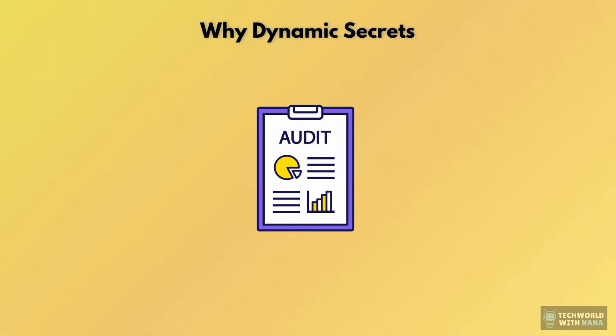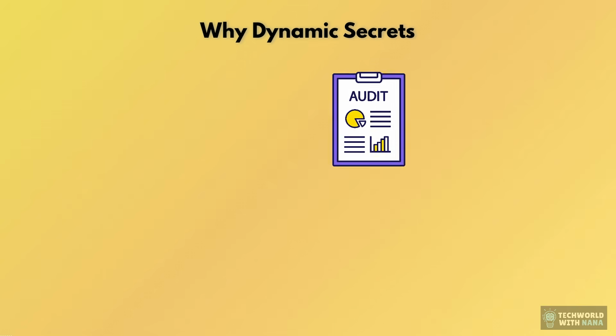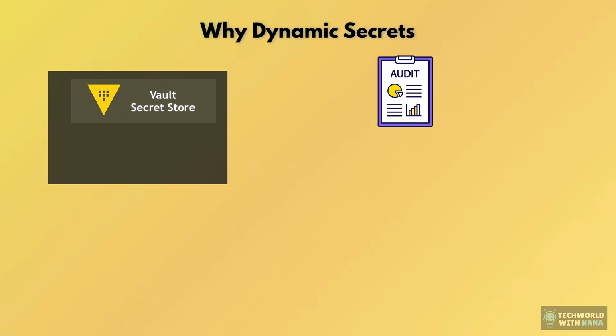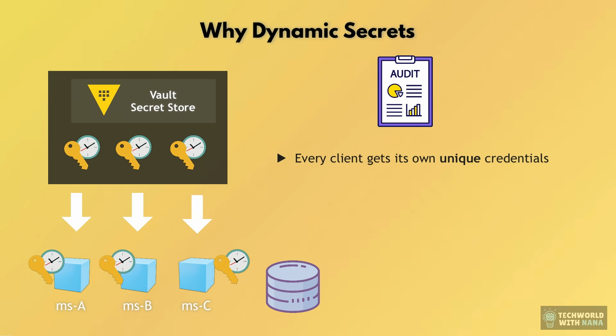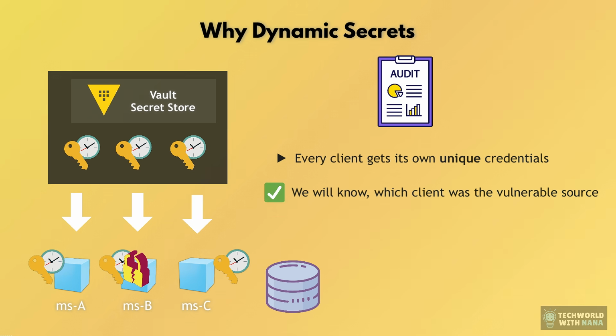Now, from an auditing point, this is also very interesting because with dynamic secrets, every client will get its own unique short-lived credential. So if we have 5 clients who access database credentials, they will all get their short-lived unique credentials. So if that database credential gets leaked, we will know exactly which client was the vulnerable source.